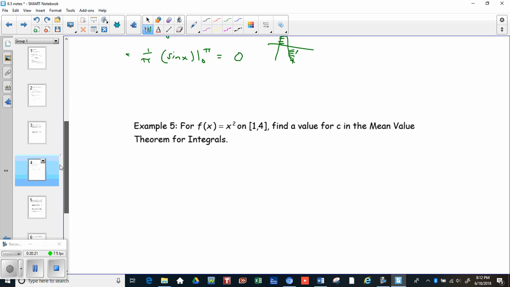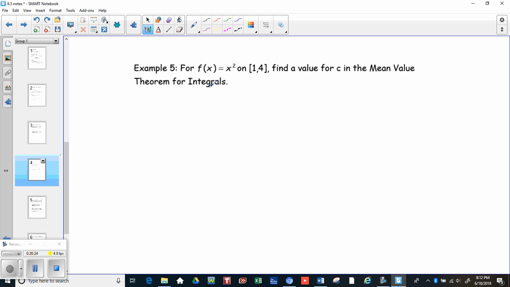Number 5 here is very similar to our first example in the first page. Here we're doing f of x equals x squared, but this time we're going to go from 1 to 4. So f of c is 1 over 4 minus 1, integral from 1 to 4 of x squared dx. So we get a third. Integral here is 1/3 x cubed from 1 to 4. So I get 1/9. Plugging in the 4, I get 64. Plugging in the 1, I get 1, which is 63. 1/9 of 63 is 7.